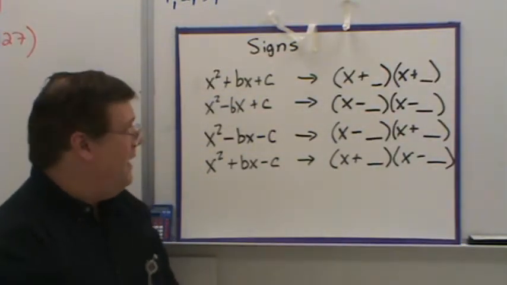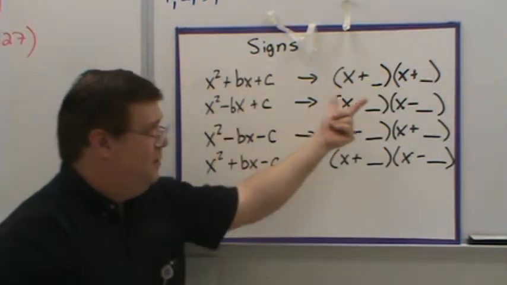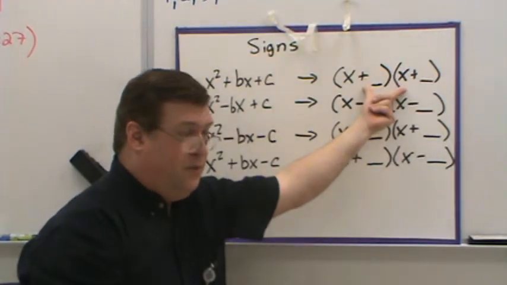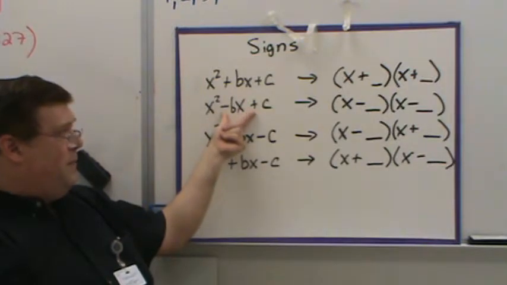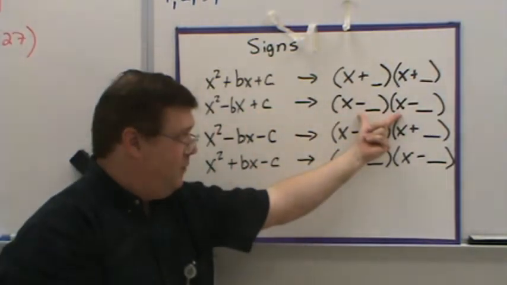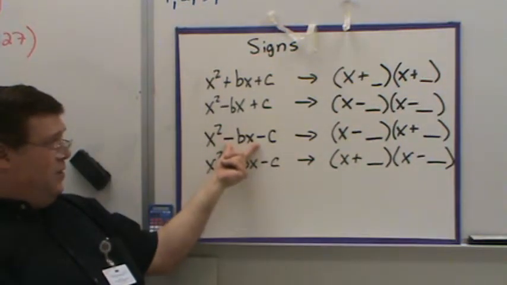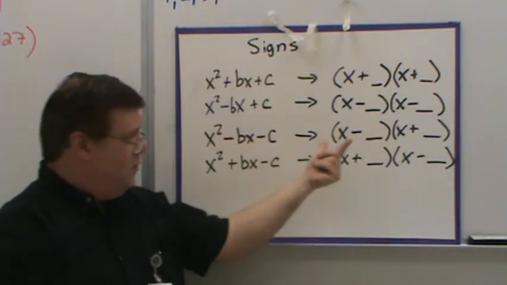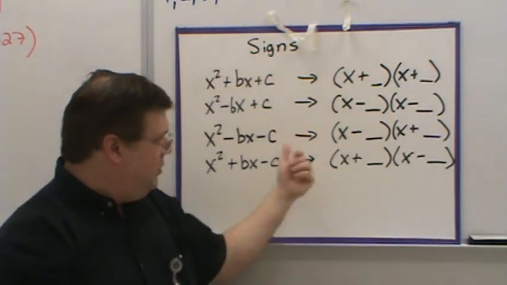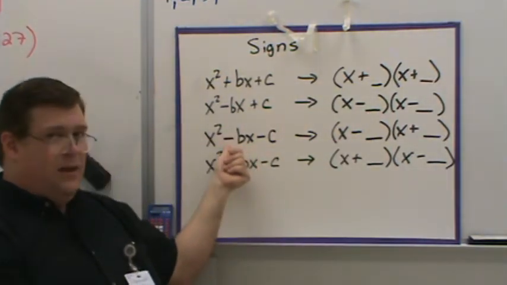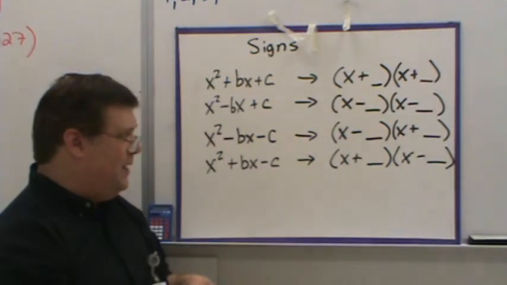Here's a nice little table for you to have. When the quadratic has both signs positive, your two binomials are going to be both positive with a plus sign in between. When you have a negative and a positive, negative in the middle, positive at the end, both binomials are going to have negatives in the middle. When you have two negatives in your quadratic, one's going to be negative, one's going to be positive in the factoring there. The larger factor is going to be negative. When the middle is negative and the outside is negative here, the larger factor will be negative.